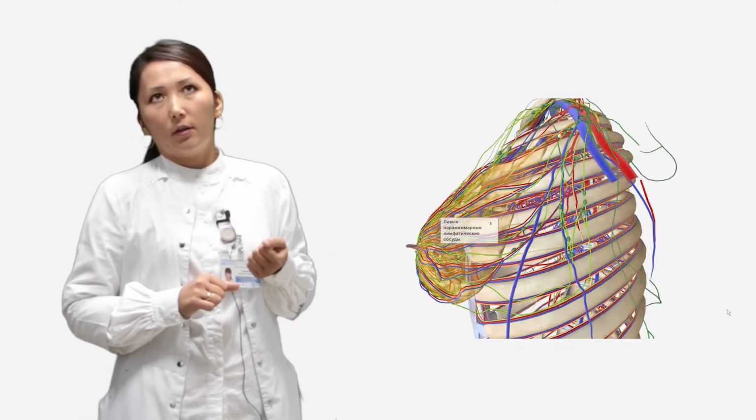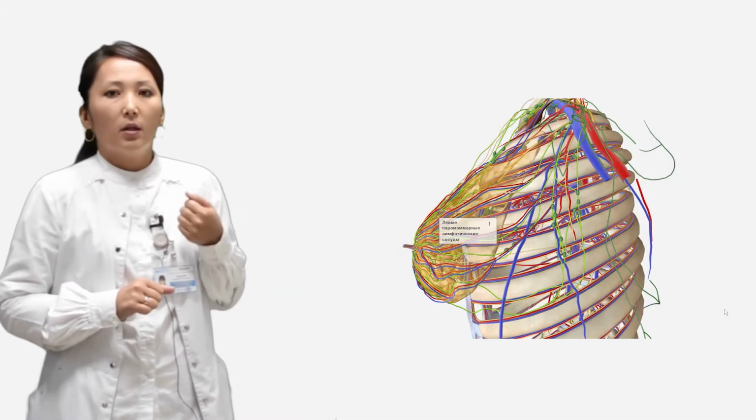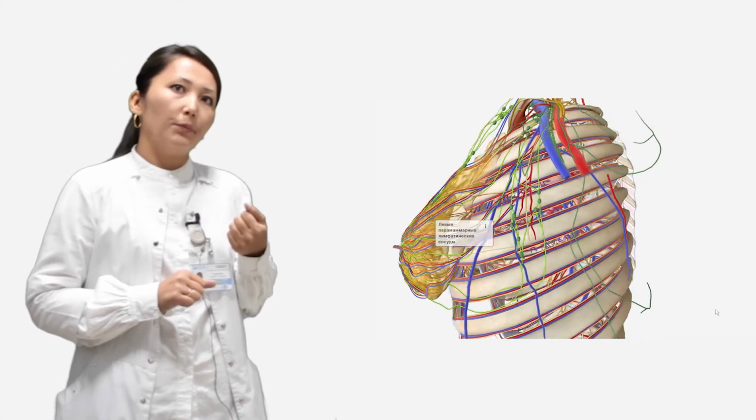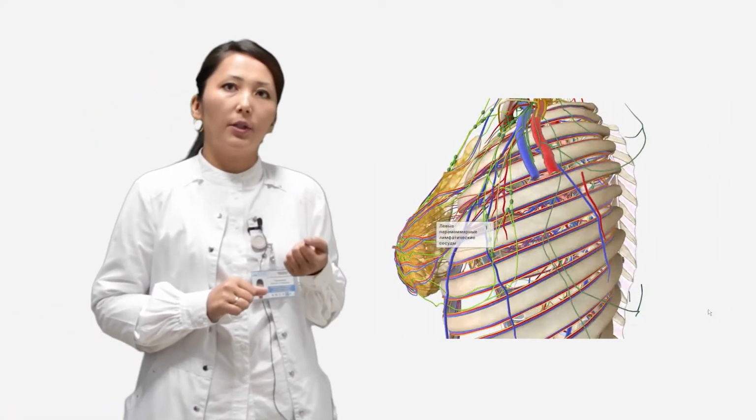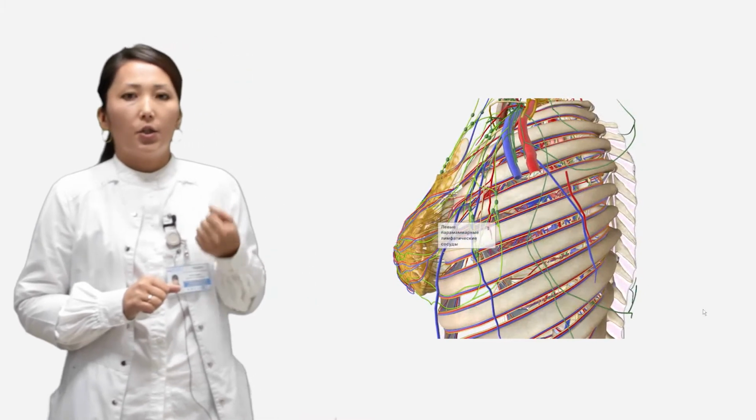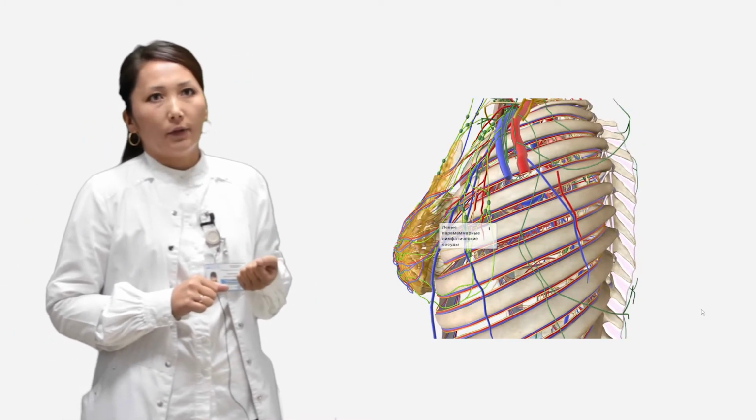Next is the innervation of the breast. Mammary gland is innervated by branches of the intercostal nerves 1 to 5, subclavian nerve, anterior pectoral nerve, sympathetic nerve fibers.